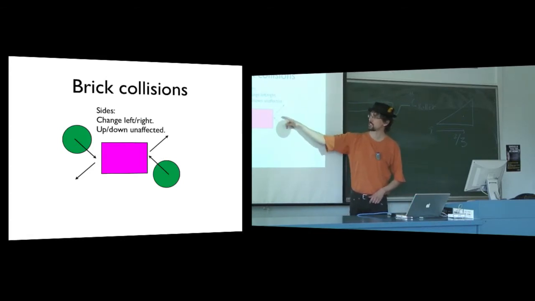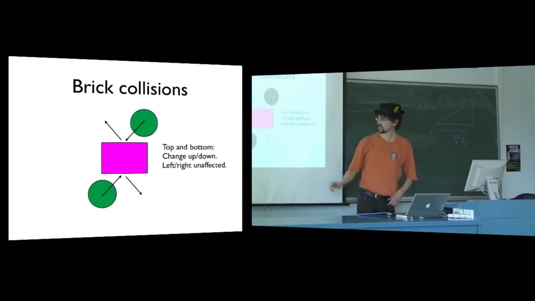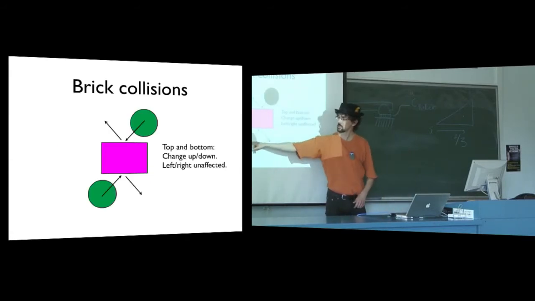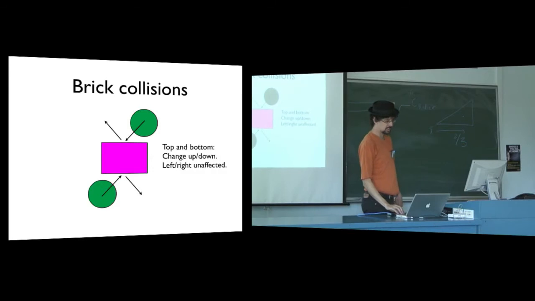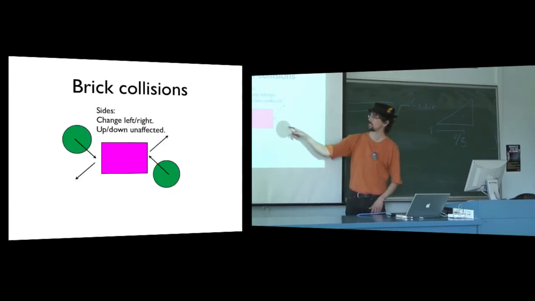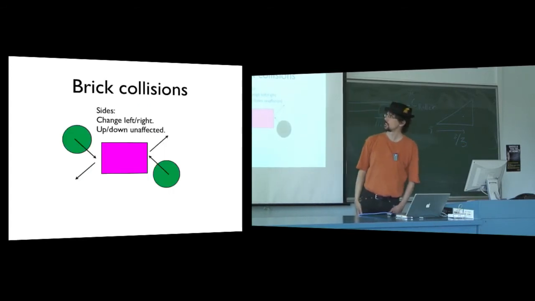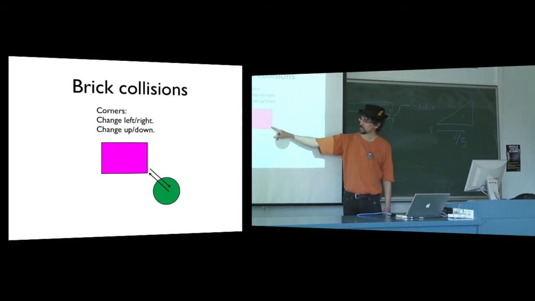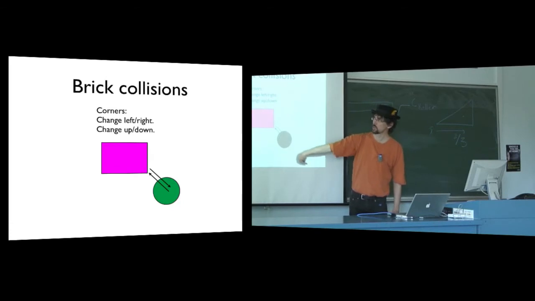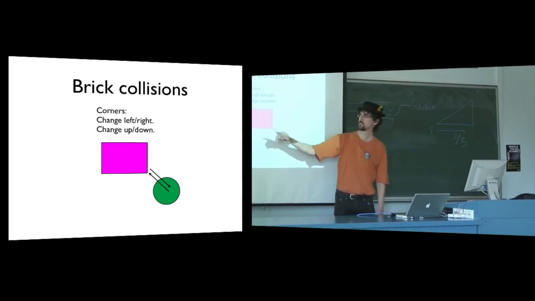So again, this doesn't change the left and right. So if we're going that way, it'll continue going left or right. It'll just change up and down. This one changes left and right, but doesn't change up and down. And finally, there's a corner case where if we actually hit the brick on the corner, we want to change both left and right and up and down. And so the four corners will head off in different directions.